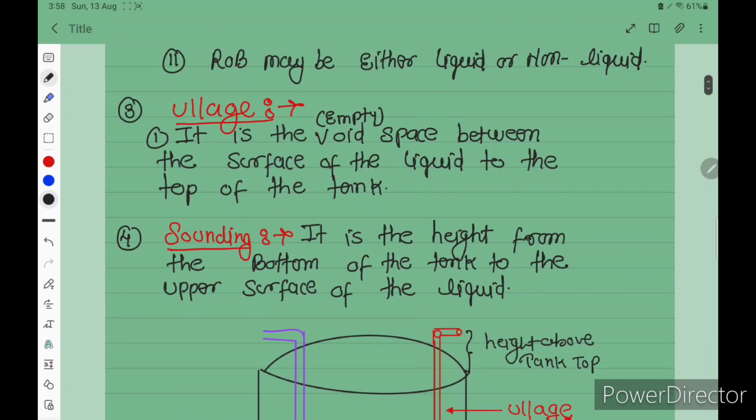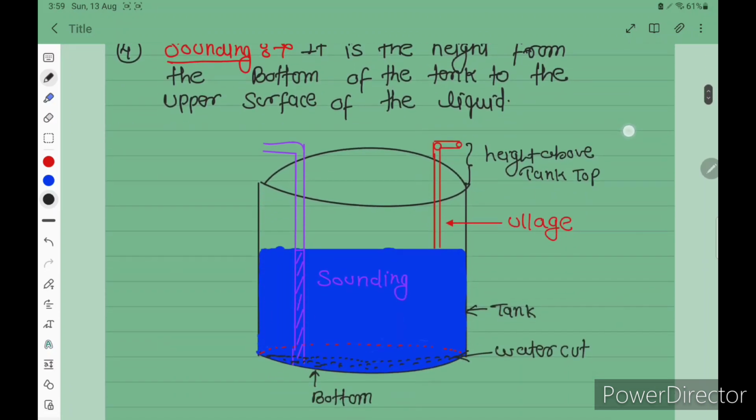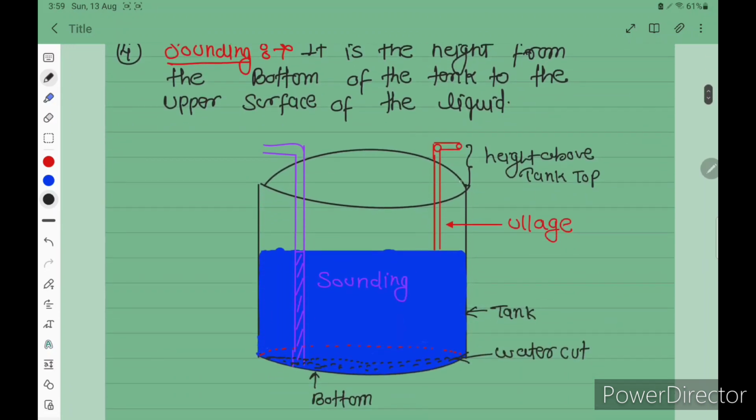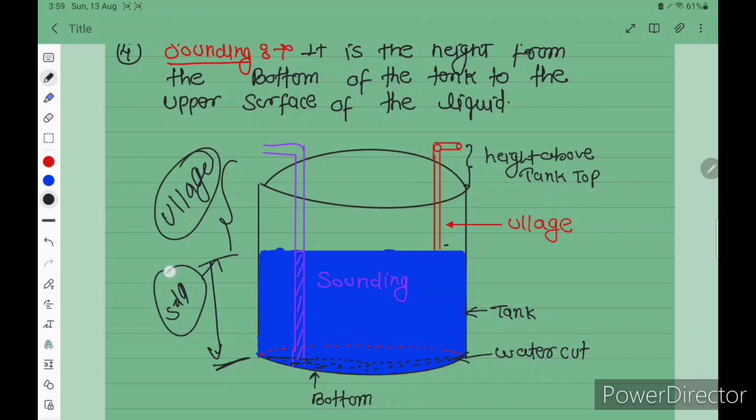Okay, so let's discuss. Ullage is a void space, or void space means empty space between the surface of the liquid to the top of the tank, and sounding is the height from the bottom of the tank to the upper surface of the liquid. So let's see an example. Now you can consider this is a glass of water. When you see the red line, from the top of the tank to the water level, it is called ullage, and from this blue line to the bottom of the tank, this is sounding, and this empty space is called ullage. So this is very important.